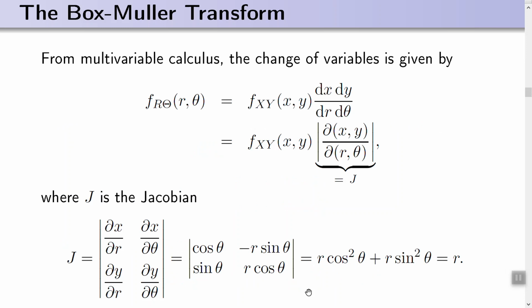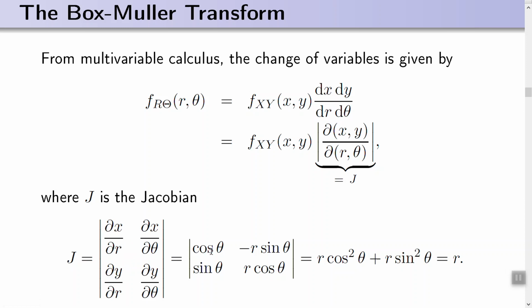And the change of variables is given by this. This is like the Jacobian. I don't know if you guys remember all of this stuff. To execute a change of variables, you take the ratio of these things, and this gives you the Jacobian, which is the partial derivative of x with respect to r, the partial derivative of x with respect to theta, and all of this stuff.